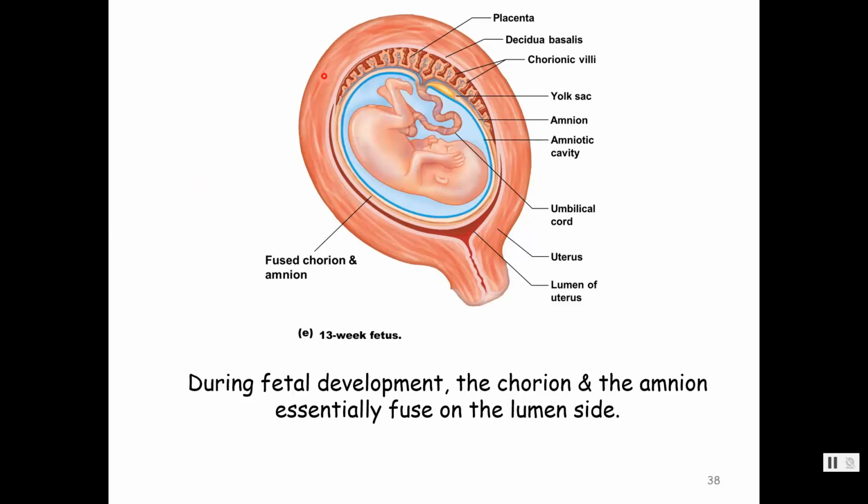Yeah, and just to show you later in development, we've got those chorionic villi that are the fetal part of the placenta, and then we just had that outer amnion. You see that fused chorion and amnion about the 13th week, so in that fetal period.